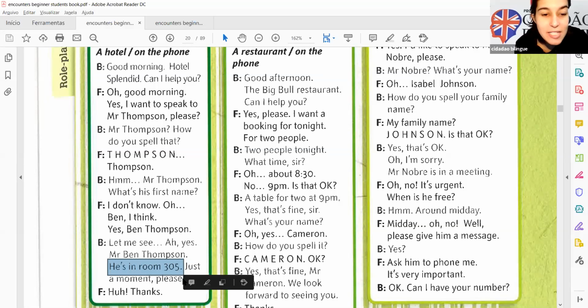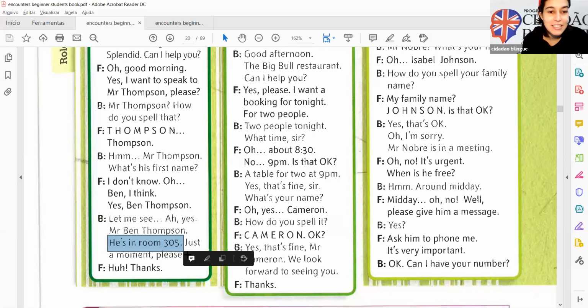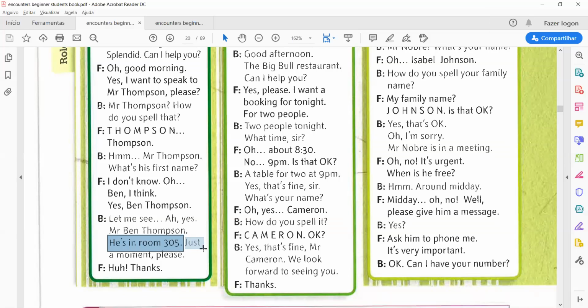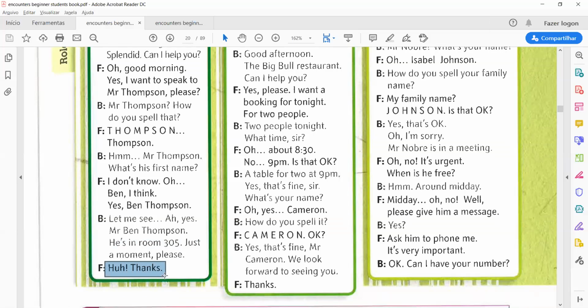Pensa que vocês estão falando room, tipo como se fosse de carrinho. Room. Só que fala room. Ok? All right. Então, just a moment, please. Débora? Thanks. Very good. Thanks.